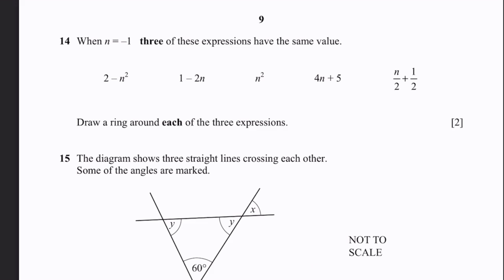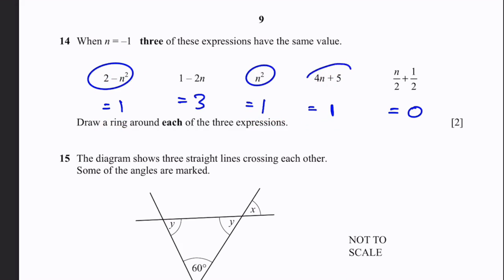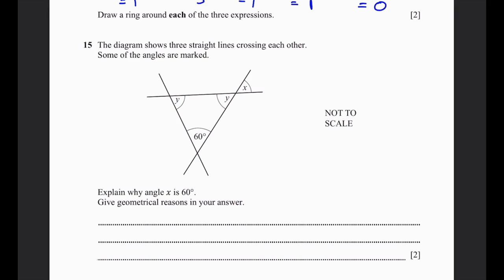When n equals minus 1, 3 of these expressions have the same value. Draw a ring around each of these expressions. If we substitute n equals minus 1 into all of this, we get 1 over here, 3 over here, 1 over here, 1 over here, and 0 over here. So these 3 have the same value over here, so we put rings around those 3. That's the answer. Question 15.